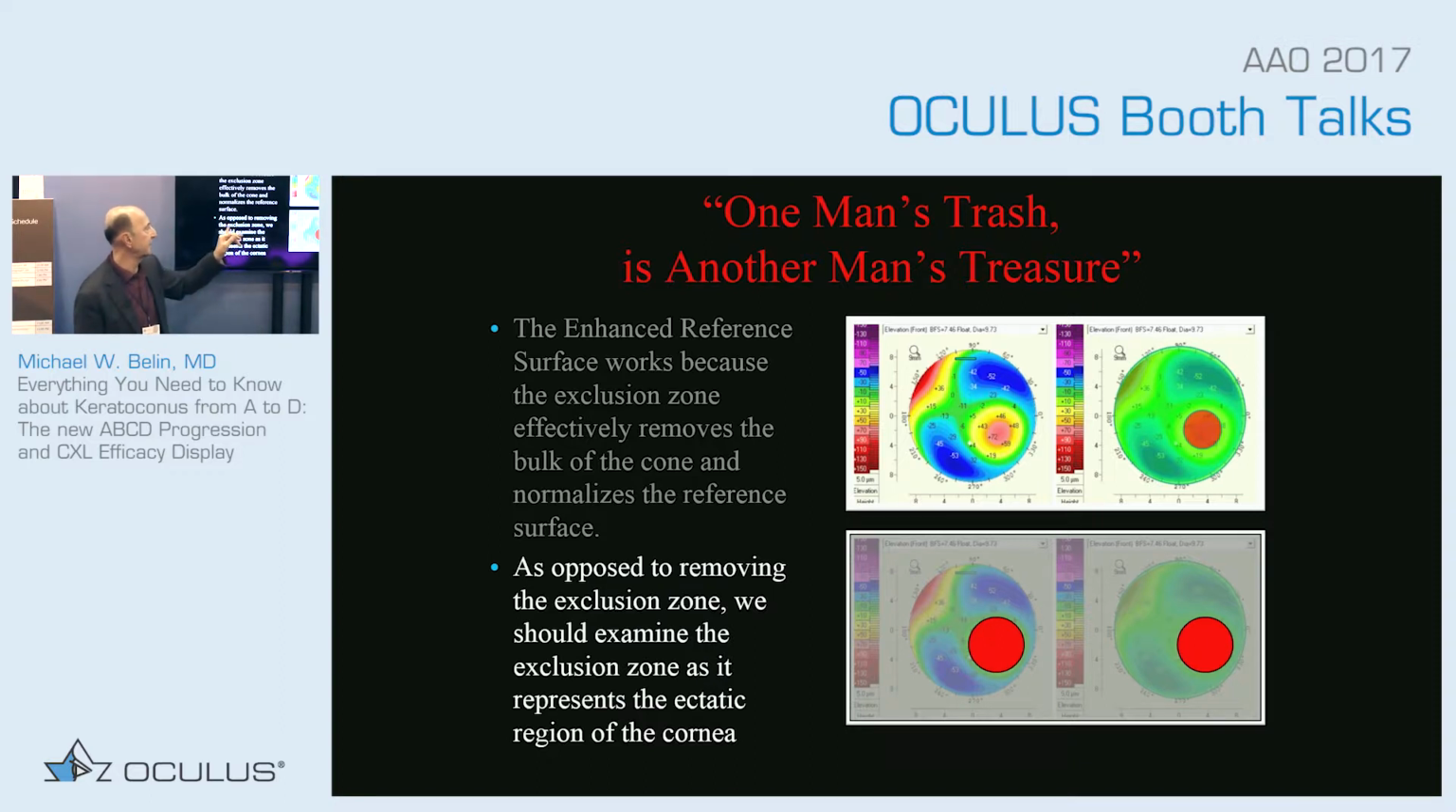Well, instead of removing it to normalize it, we're going to look at that because that effectively describes the bulk of the ectatic region. So as I say here, as opposed to removing the exclusion zone, that's the area we're going to examine to grade our patients. And it's a 3 millimeter zone surrounding the thinnest point of the cornea.